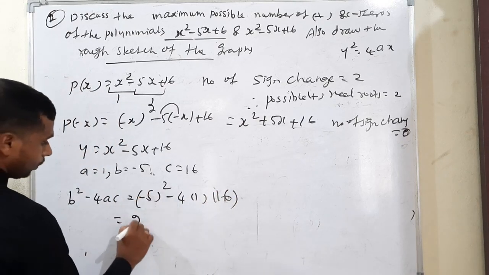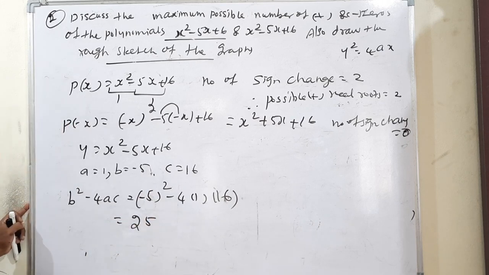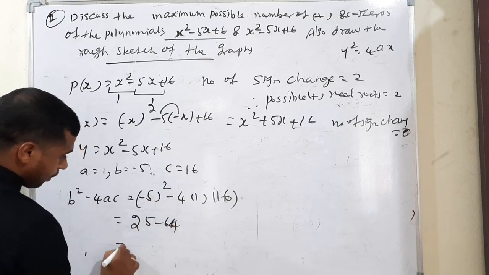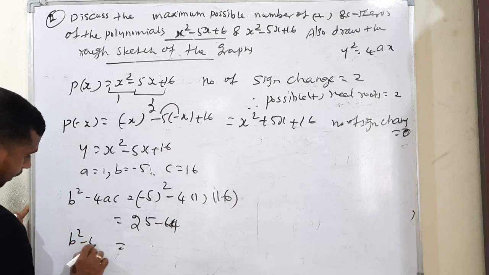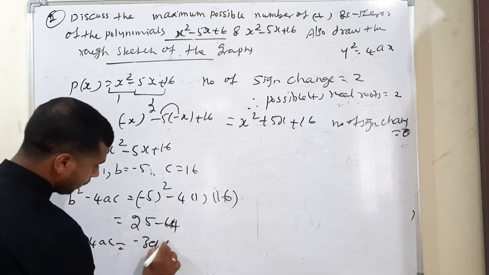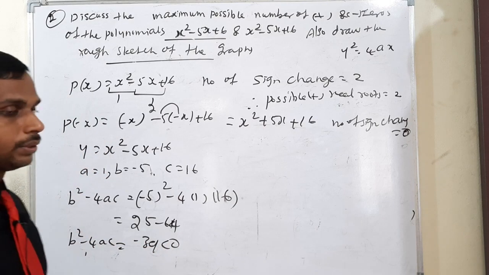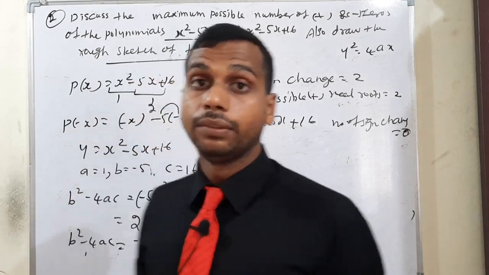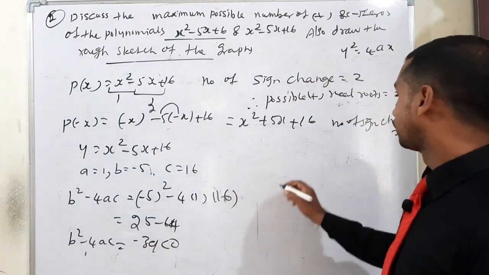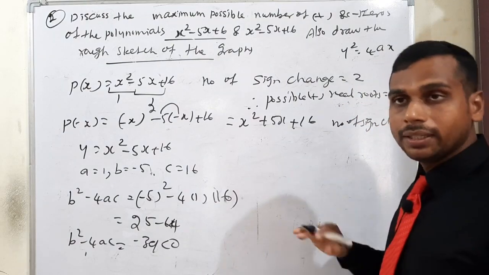Now minus 5 the whole square means positive 25. Again 16 into 4 means 64. So a negative value will come, isn't it? So b square minus 4ac is equal to negative 39, which is less than 0. If the answer is less than 0, it means no real roots. Definitely we can say it is imaginary. Imaginary means, in a rough sketch, it definitely won't meet the x-axis, that's all.